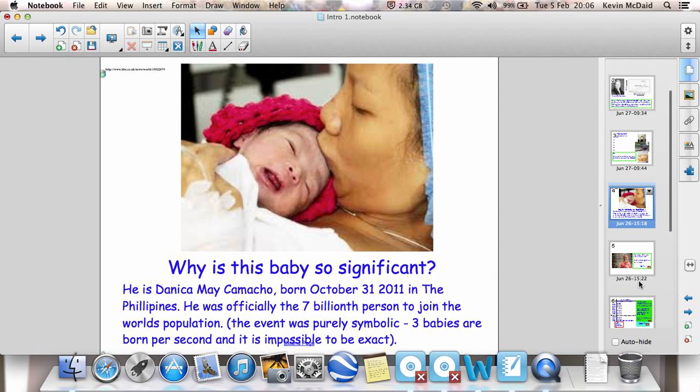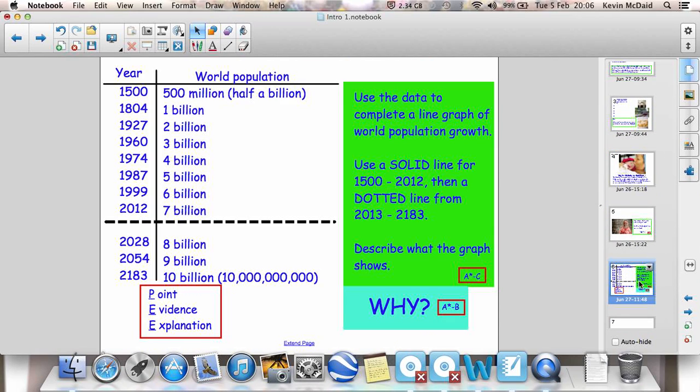Now, a very important key term: population explosion. You need to be able to explain what this means. And if you look back at your folder at the graph we constructed showing global population growth since 1500.